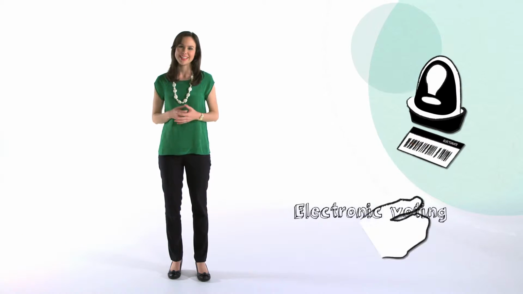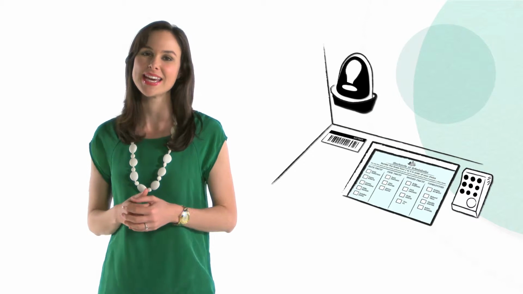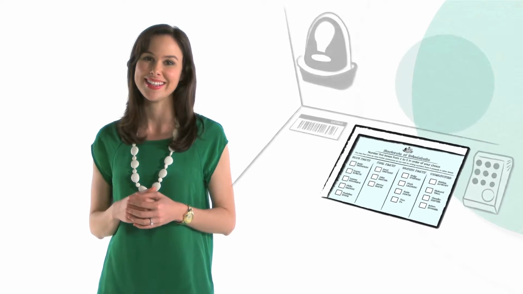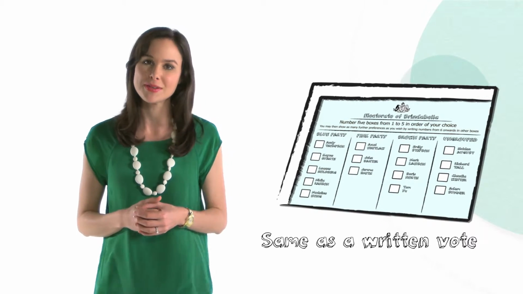At some polling places, you can vote electronically. Electronic voting has been used in the ACT since 2001. An electronic vote is the same as a written vote. You just use a computer to make your choices. Remember, if you make a mistake or are unsure what to do, just ask one of the helpful polling officials for assistance. Do it right and make sure your vote counts.